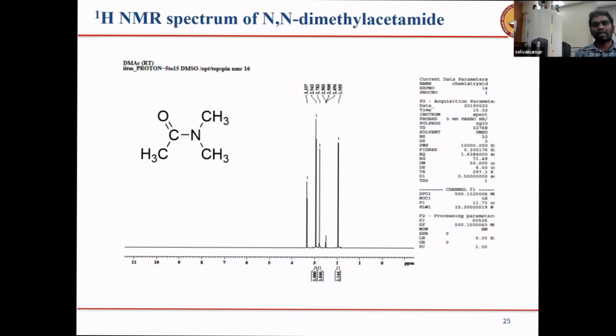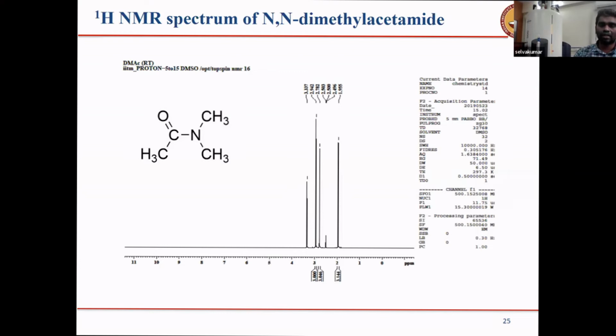This is the dimethylacetamide proton NMR spectroscopy. Here we can see 3 proton signals, as 3 methyl groups are there. At room temperature, the rotation speed is very slow. The C-N bond rotation is very slow, so we can measure it on the NMR time scale. That's why we are getting the 3 signals.